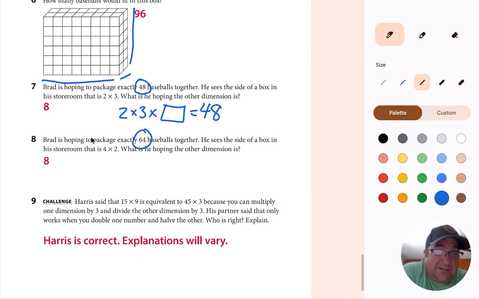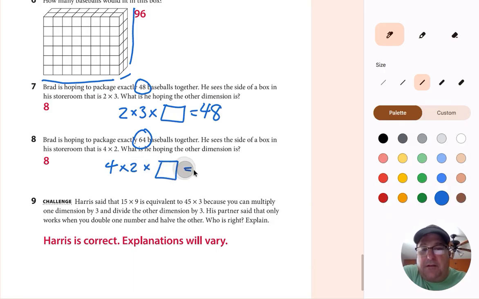Kind of funny, the same answer, right? This time we want it to hold 64. Well, we know it's 4 times 2 times something equals 64. How'd you get that answer?